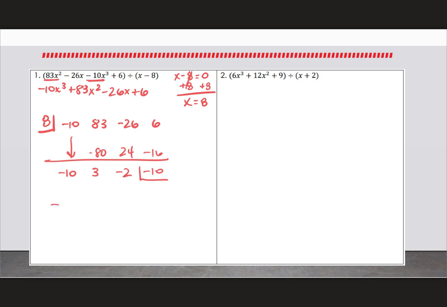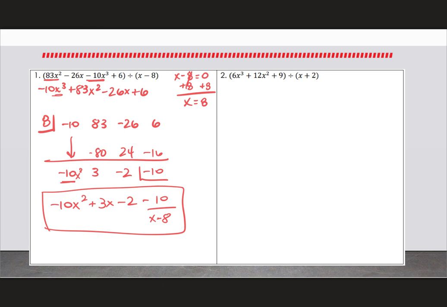So I'm going to write negative 10 first. That's where this one is. And since I started with x cubed, this is going to be x squared. So I've got negative 10x squared plus 3x minus 2. And then I'm going to put my remainder over what I started with, which was x minus 8. And that's my answer.